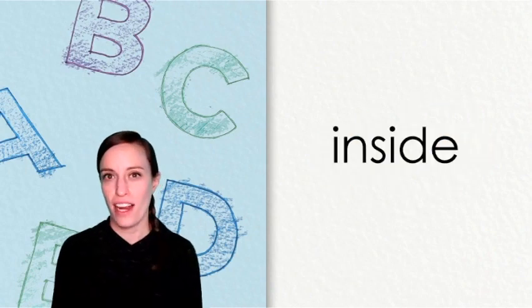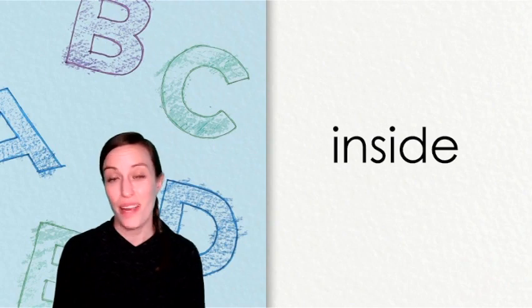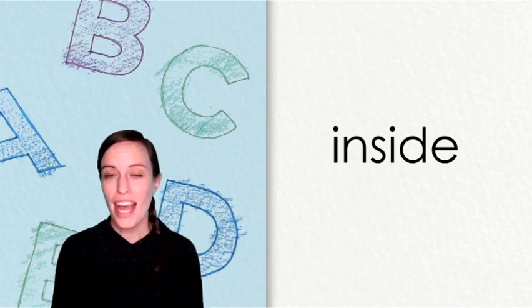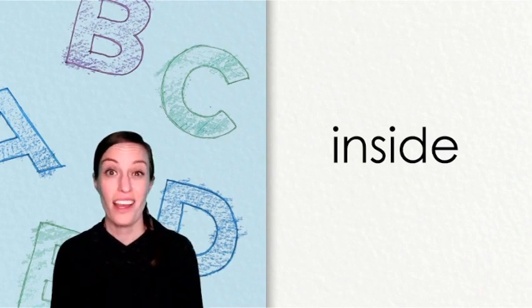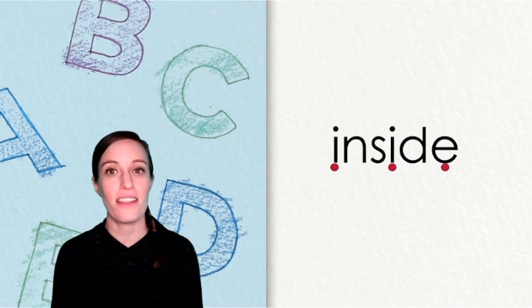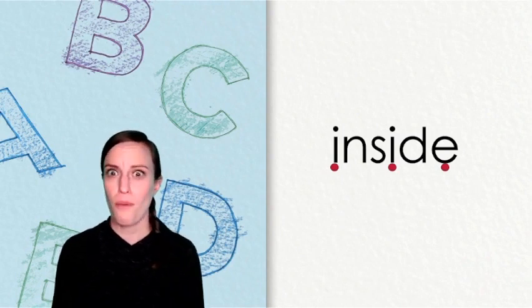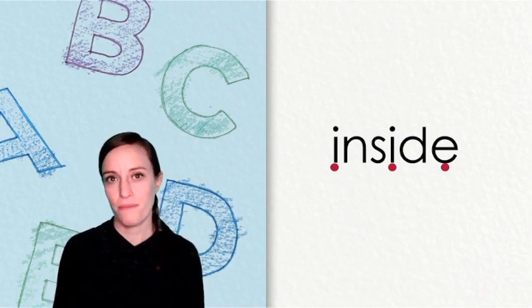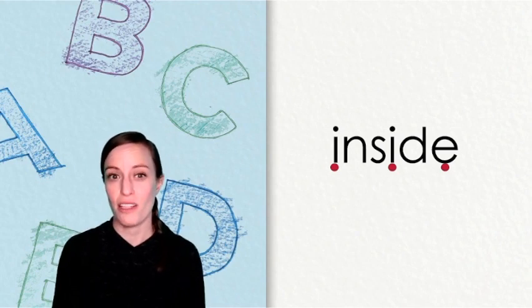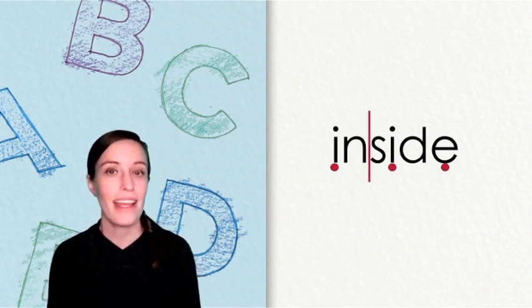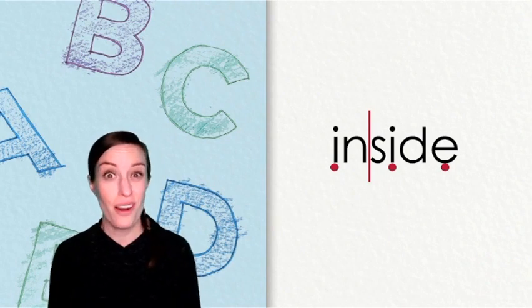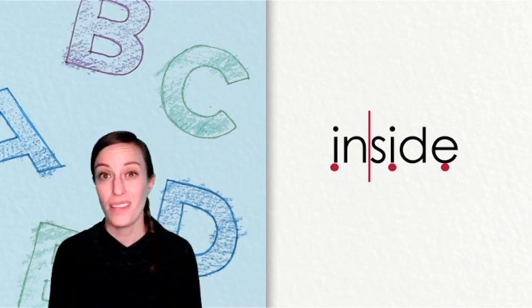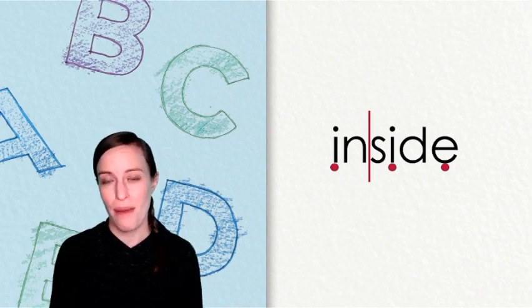Here is another word for us to read. This word also has more than one syllable, so we will divide it and read each syllable and then read the whole word. The first thing we need to do is find the vowels. This word has 1, 2, 3 vowels. We divide this word into syllables between the N and the S, since there are 2 consonants between those first vowels. Whenever there are 2 consonants between the vowels, we split the word between them.